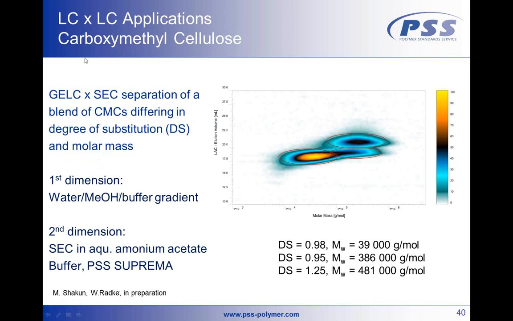The first two examples have shown you separation by functional groups and size exclusion, or molar mass, basically. Here is a separation where you have a carboxyl methyl cellulose, and that was separated along the y-axis by gradient chromatography. Carboxyl methyl cellulose can be regarded as a copolymer which carries cellulose units and carboxyl methyl units.